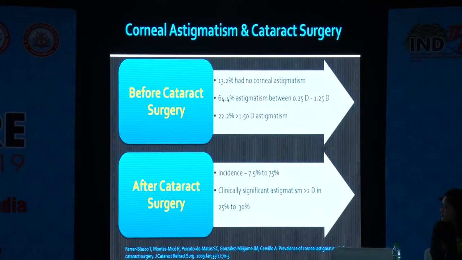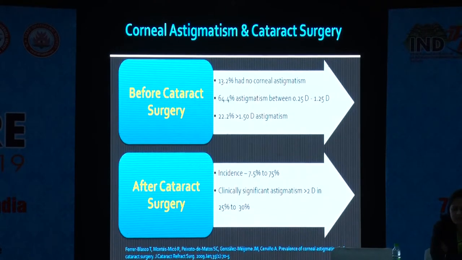One study looked at incidence before cataract surgery and after cataract surgery. Before cataract surgery, no astigmatism was seen in 13%. 64% had nominal astigmatism between 0.25 to 1.25, and 22% had a significant astigmatism of more than 1.5 diopters. And after surgery, the incidence was between 7.5% to 75%, but a clinically significant astigmatism of more than 2 diopters was seen between 25 and 30%. That's a huge amount.